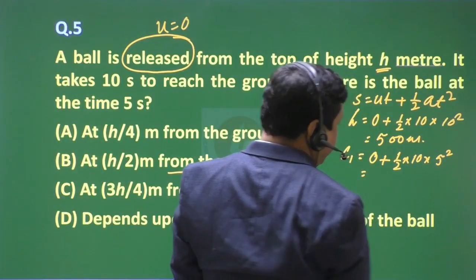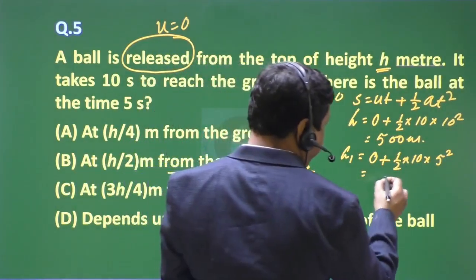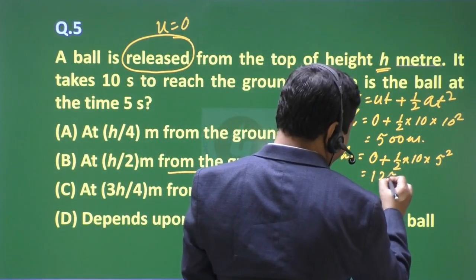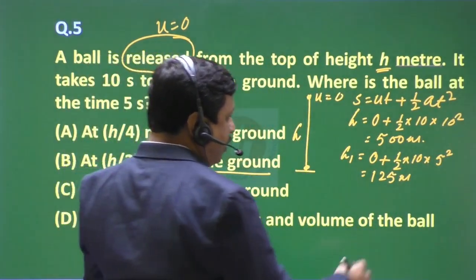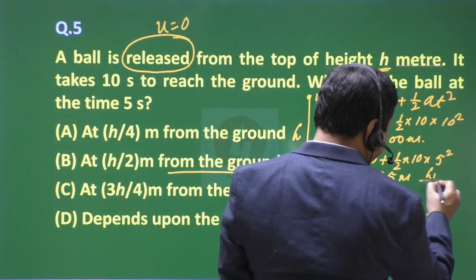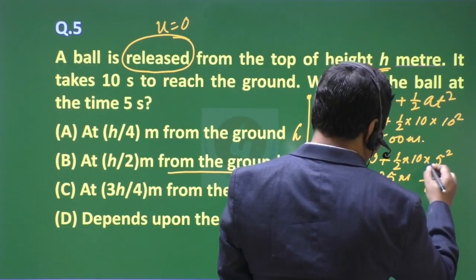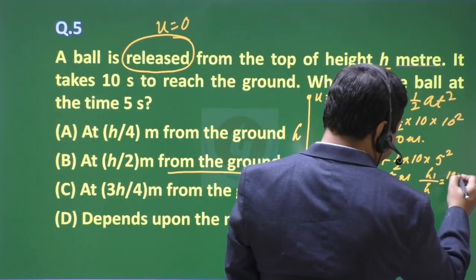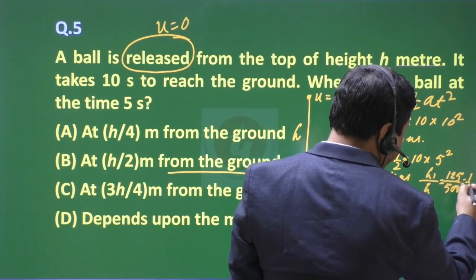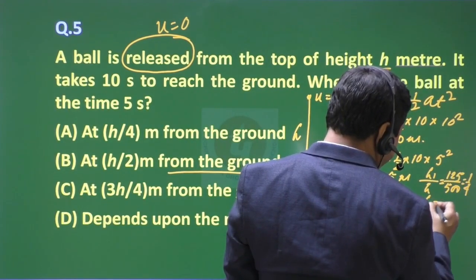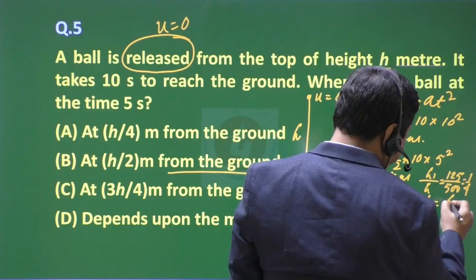So that is 125 meter, right? 125 meter means if you divide H1 by H, that will be 125 by 500, that is 1 by 4. That means H1 will be H by 4.